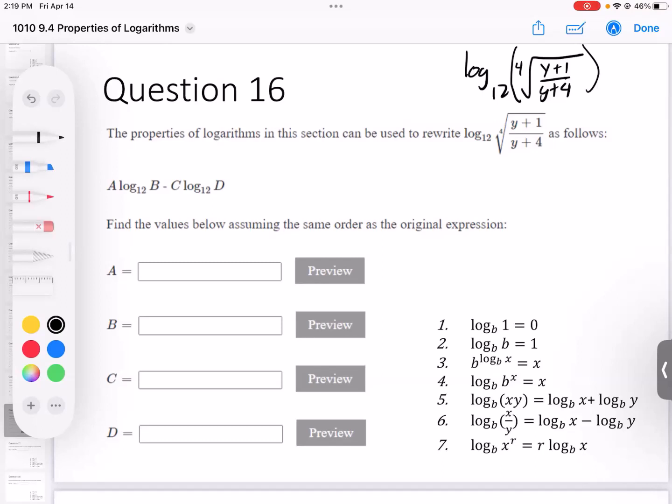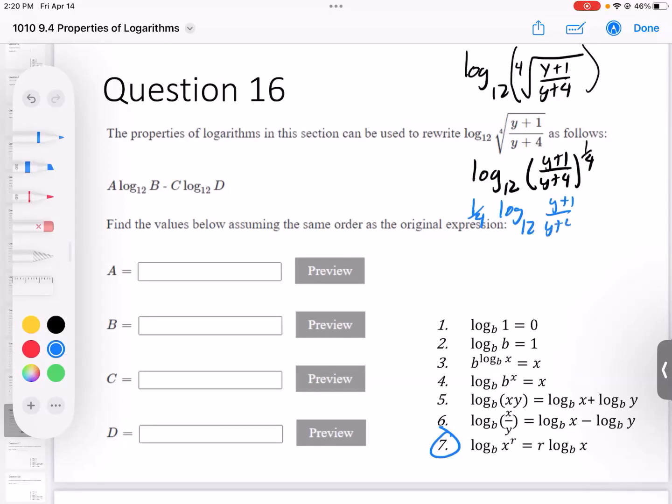Now, we don't have anything in here that talks about roots, but how can we rewrite roots so it does fit in one of these properties? An exponent, right? Because roots are fractional exponents. So if I rewrite this as log base 12 of (y plus 1 over y plus 4) raised to the 1/4 power, then I can use property 7. Anytime you see a root, just think about it as a fractional exponent. So I'll use property 7 and say this is equal to 1/4 times log base 12 of (y plus 1) over (y plus 4).